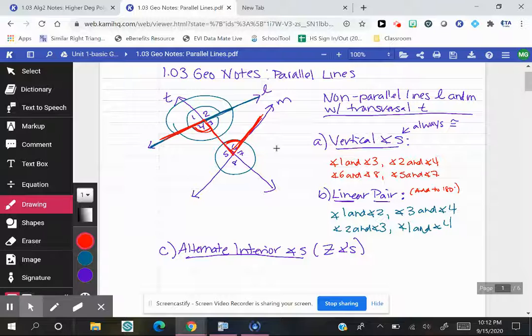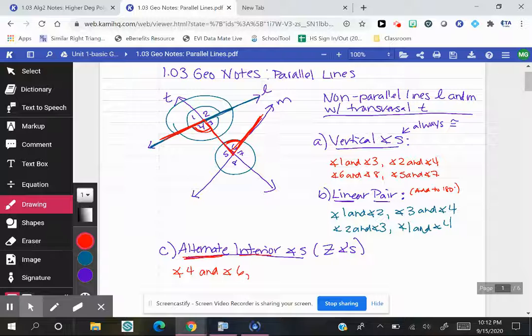So in those little nooks in your Z, in the armpits of the Z, those are going to be your alternate interior angles. So also to remember, you can think alternate. They're on alternate sides of the transversal. Interior means they're both inside the two lines. So we have alternate interior angles here. So angle 4 and angle 6 would be alternate interior angles. But because these two lines are not parallel to each other, they are not congruent. 4 and 6 are not congruent here. If lines L and M are parallel, then 4 and 6 would be congruent because they're alternate interior angles.